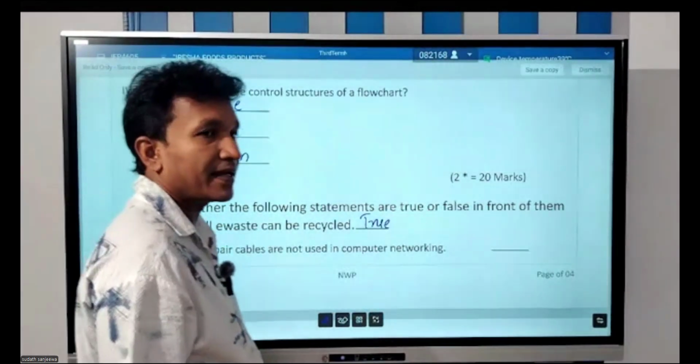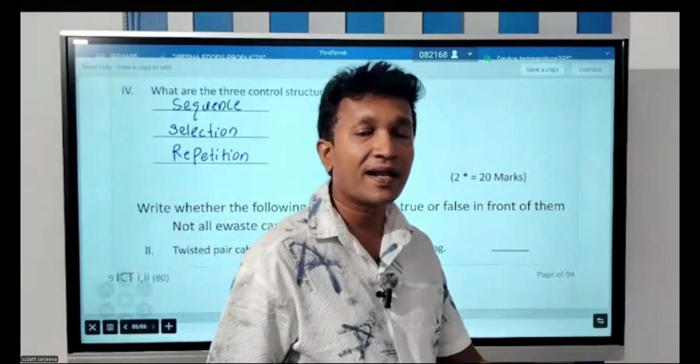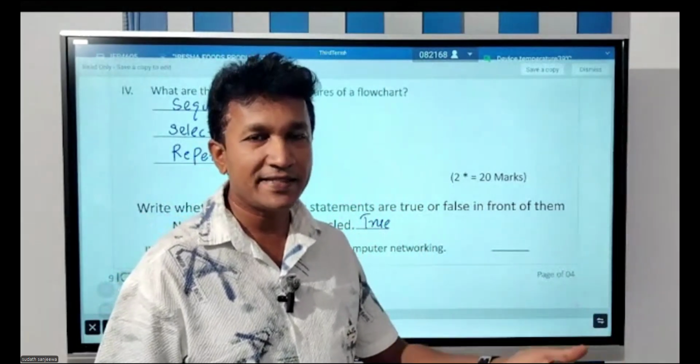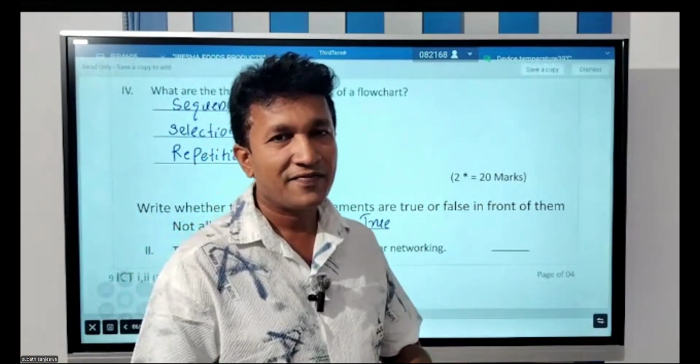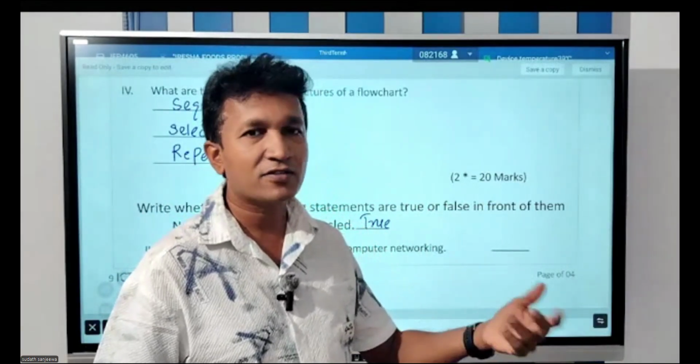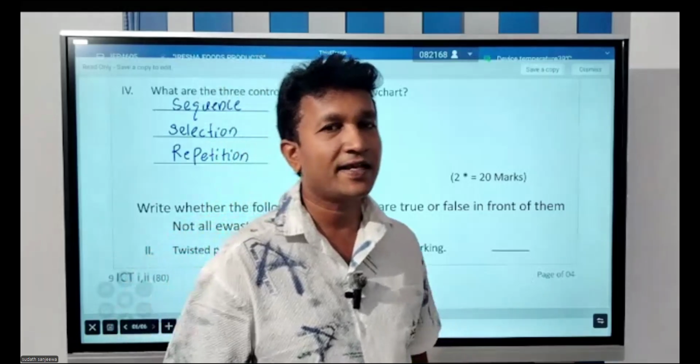Right? Some chemicals cannot be recycled. So there are some kinds of chemicals that can't be recycled, right? Plastic we can recycle, but some parts of that e-waste cannot be recycled, right?